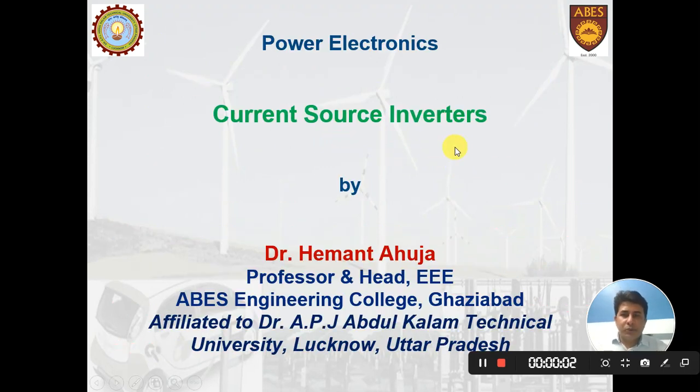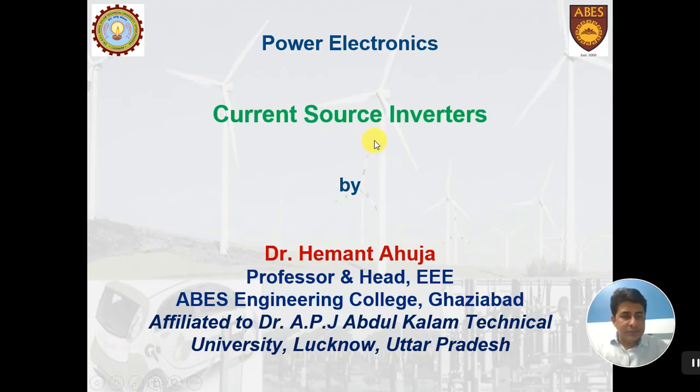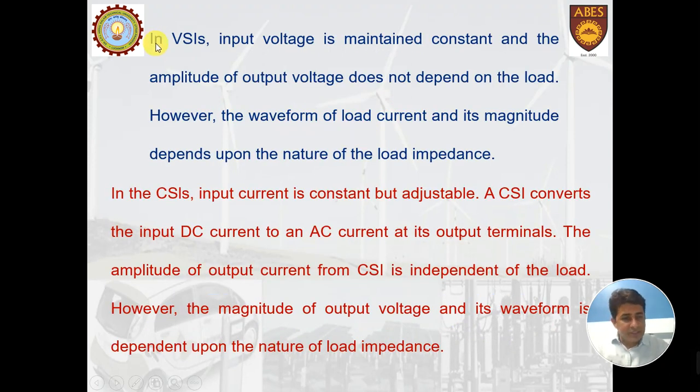The topic that I'm going to take today is current source inverters. As the name suggests, current source inverters are those inverters which are fed by a constant current source at the input side. Like in earlier studies, we discussed VSIs. In VSIs, the input voltage is supplied through a constant voltage source. Generally, it is a battery.